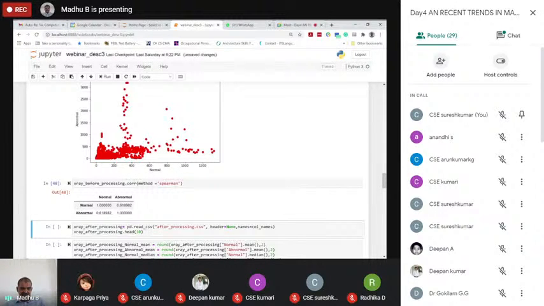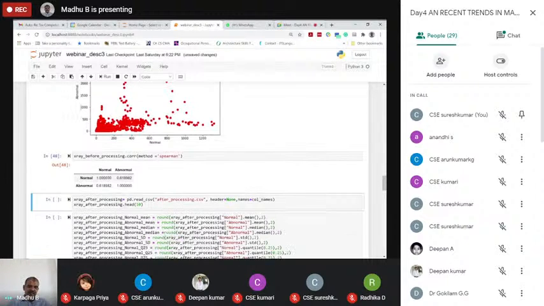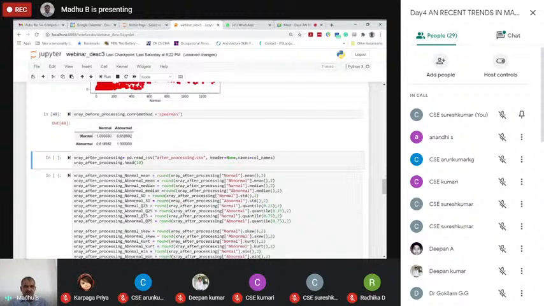So I have the new data set, which I call after processing.csv. See, I'm using X-ray underscore after processing equals pd, where pd means the pandas library, read underscore csv. I have the file name. Since it is a file name, or a label, I put it in double quotes. I put the header as none, and the column names are the same as normal and abnormal, which I described previously. I want to see the data now.